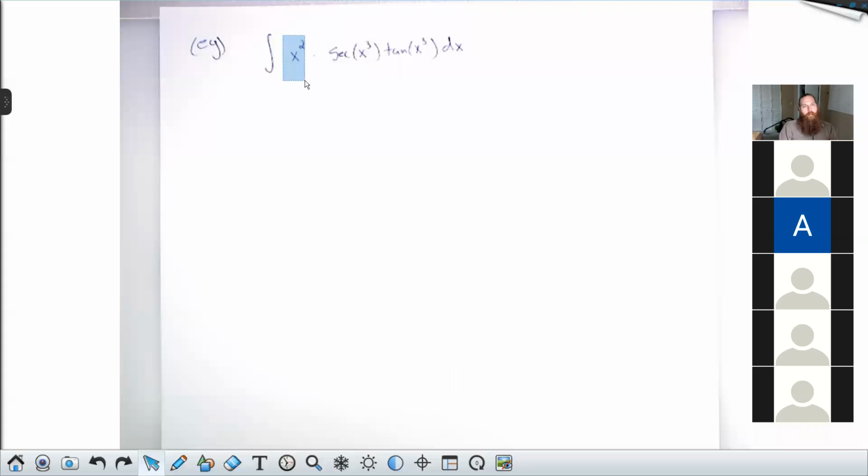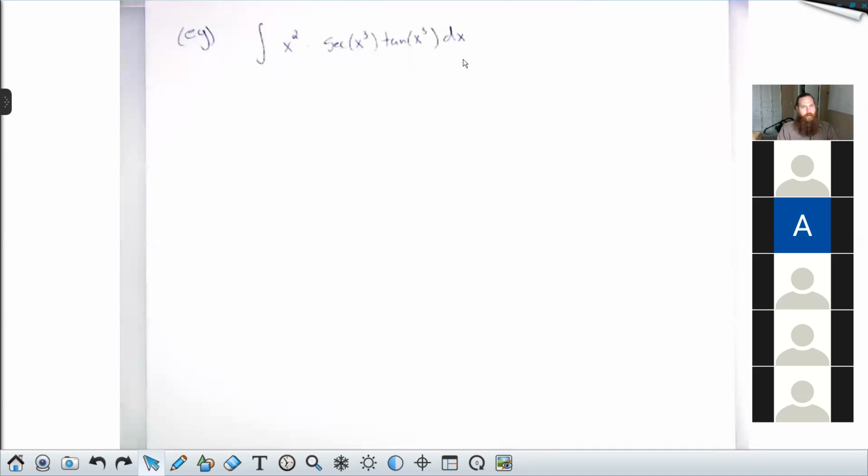So here I've got a polynomial function, x squared, times the secant of x cubed times the tangent of x cubed. And we're integrating dx. So we're integrating with respect to x.